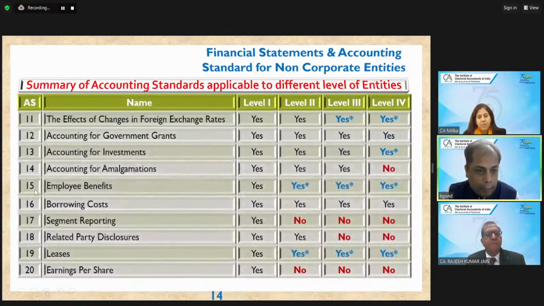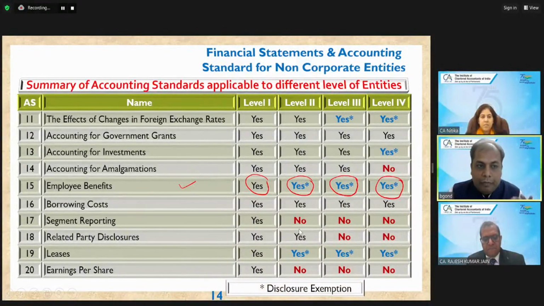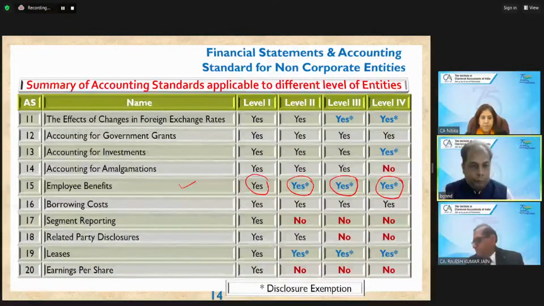So here, if you see employee benefits, it applies to all the levels: level 1, level 2, level 3 and level 4. On the basis of the borrowing and turnover criteria, this applies to everybody, except that for levels 2, 3 and 4 there are certain disclosure exemptions in terms of presentation. So Accounting Standard 15 would apply to the proprietorship if it falls under level 1, 2, 3 or 4 anywhere.